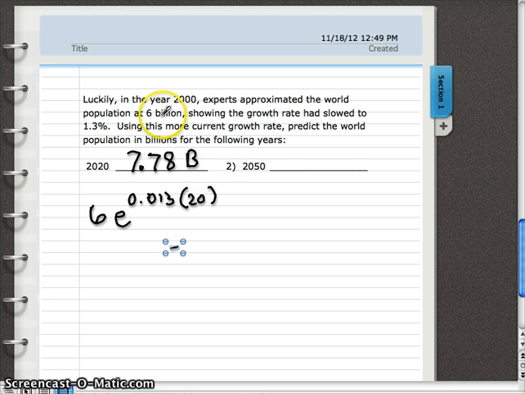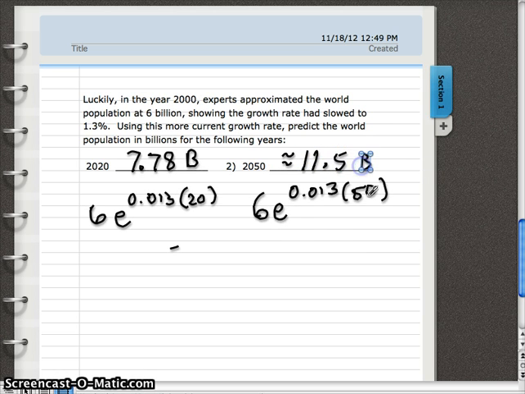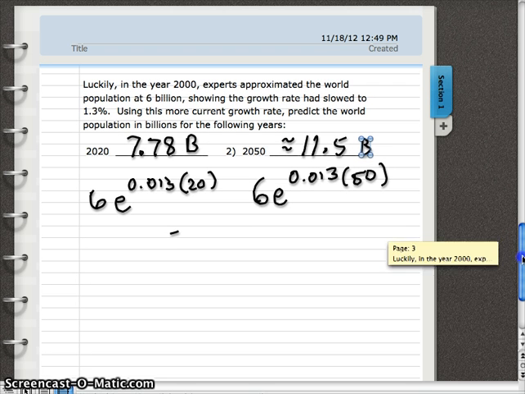But let's see if this growth trend continues, what's it going to look like in 2050? So same initial population, same growth rate, but now we are 50 years later since 2000, so 50 instead of t. Let your calculator do all the math for you, and we get approximately 11.5 billion, so well over that 10 billion threshold. Seems that 2050 is going to be some problems if we continue to grow at this 1.3%.